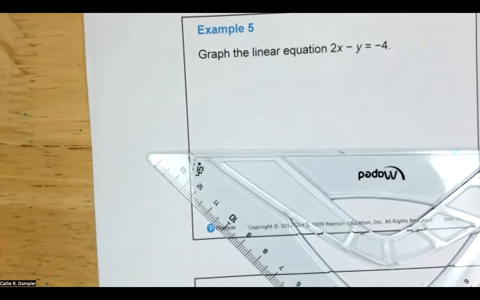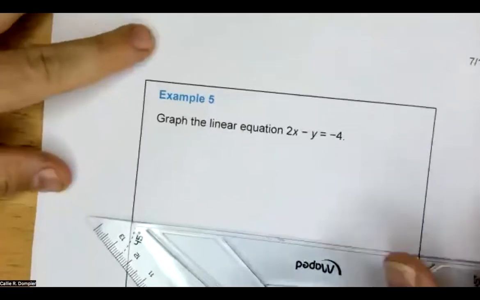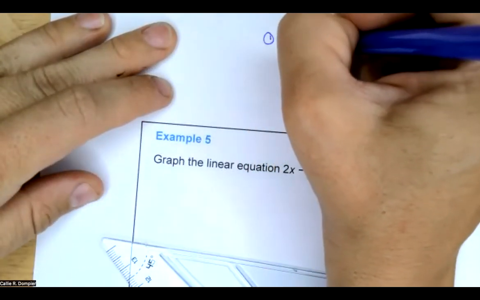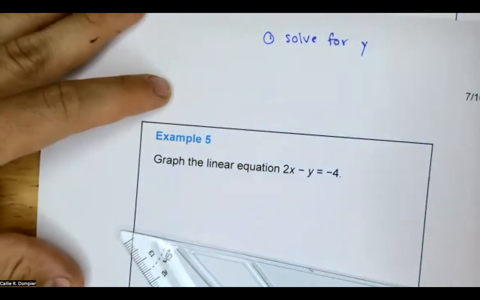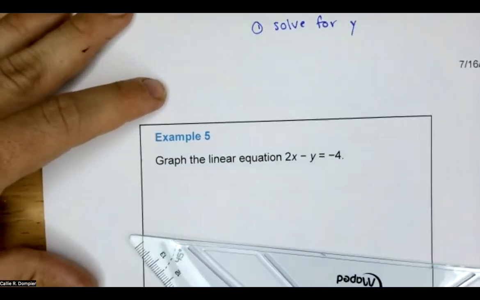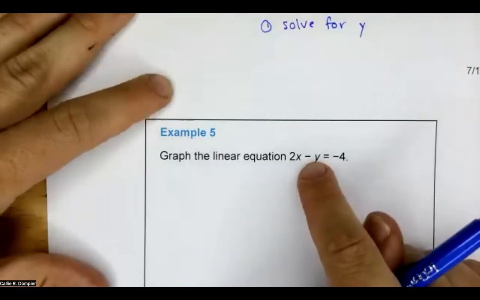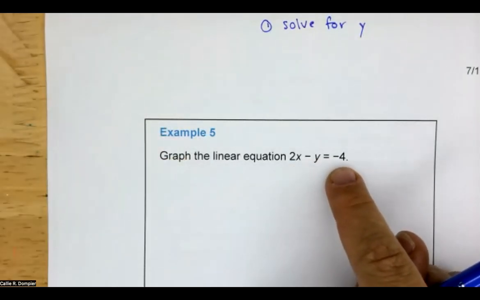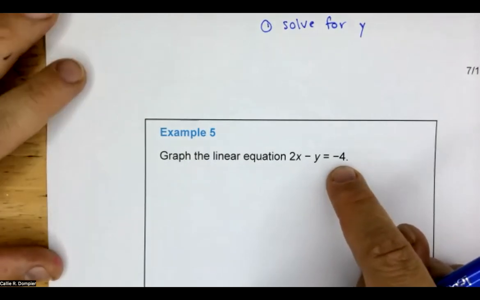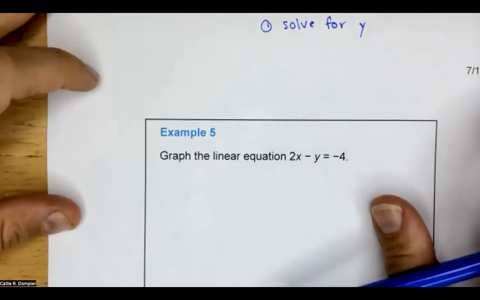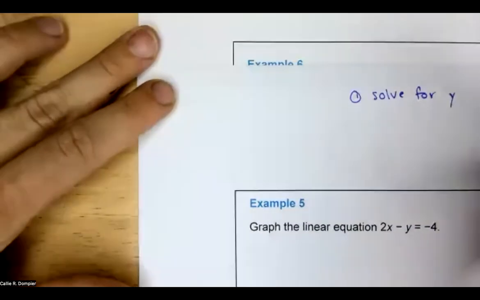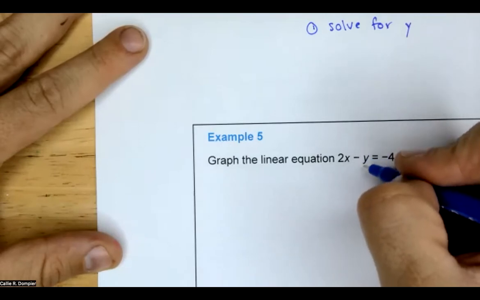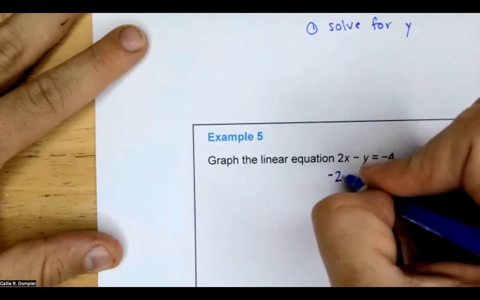What you can do is first solve for y. Feels very crooked, I apologize. So right now, 2x minus y equals -4. It's not easy to find y if I just plug in a random x, but we can solve for y as the first step. 2x minus y equals -4. I want y alone, so I'm going to subtract 2x from both sides.